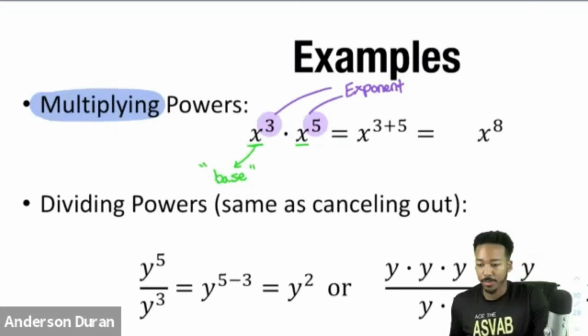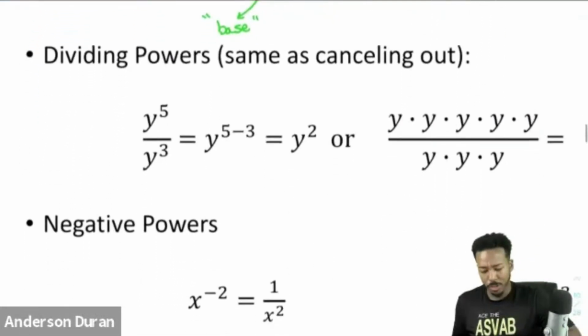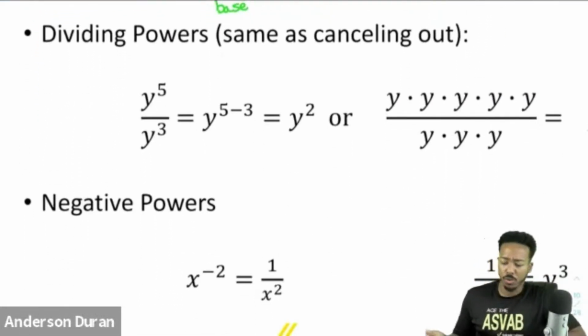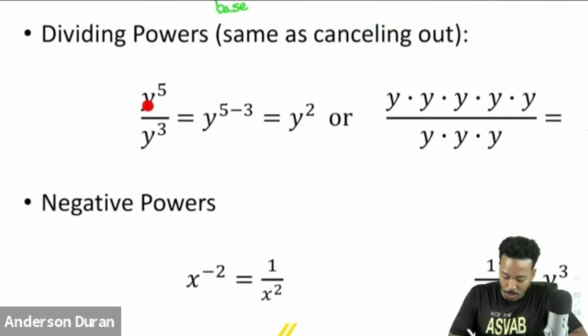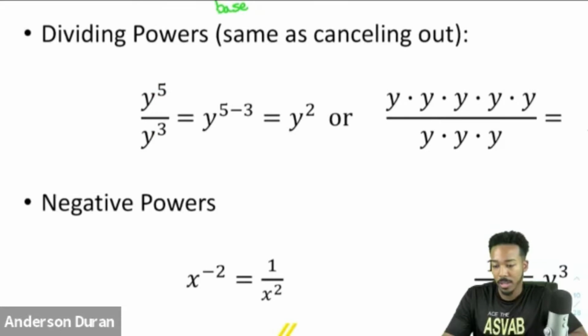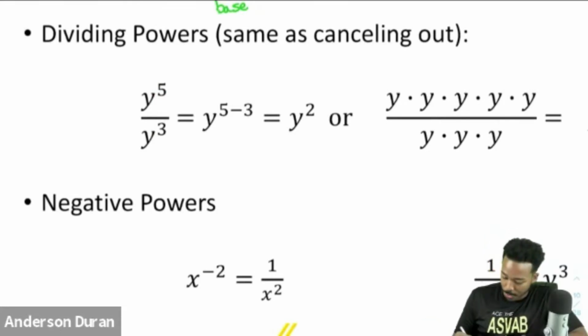All right, perfect. Now let's go ahead and talk about dividing powers. So coming on down with dividing powers. Same idea, guys. If you are dividing powers, and they have the same base, so here it's y, then what you're going to do is subtract those powers. So 5 and 3, we're going to subtract. 5 minus 3 gives you y squared.